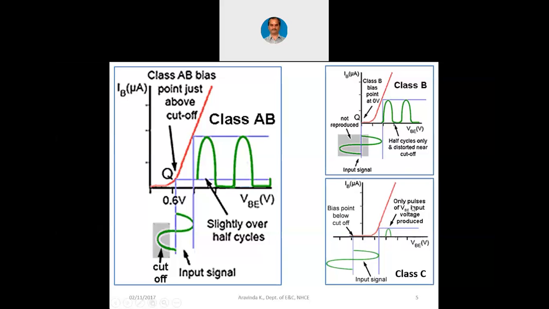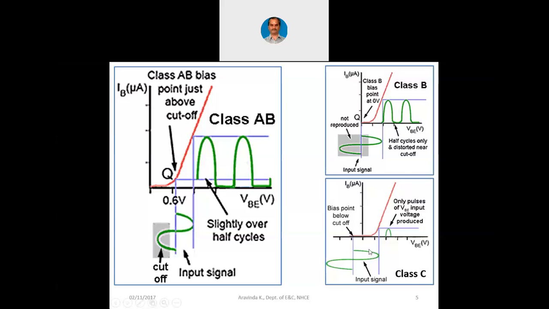So in such a case only pulses of VB input voltage are produced, that is only this much portion is produced. Upper portion of the positive cycle will be produced in case of a normal amplifier without phase shift. If it is with phase shift, it is the negative cycles upper portion going to be produced. Now this is class C, where for majority of the input signal transistor is off.